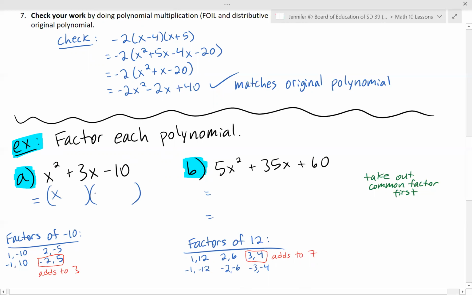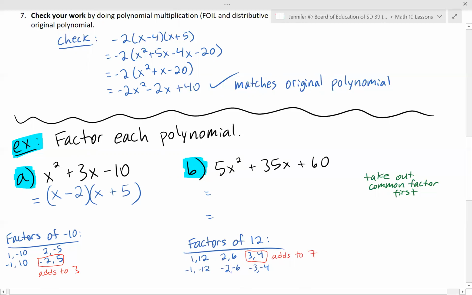I know the first term in each will be x and x because those have to multiply to give me x squared. Then I need to get the remaining pieces of these brackets. So I list out the factors of my c term, which is -10 here. I've listed them down here, making sure to have the correct signs. And I have to pick the pair that adds to my b term, +3. So it works out that -2 and +5 add to 3. So I know that will fill in the rest of my brackets.